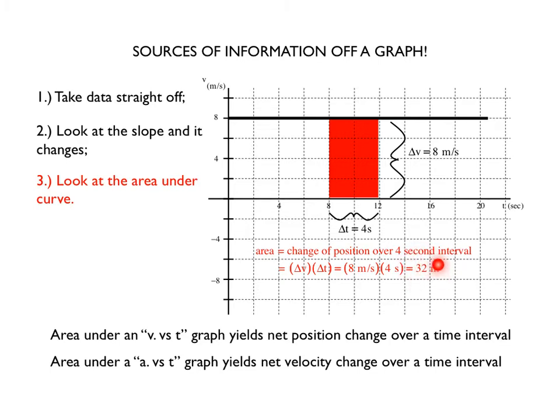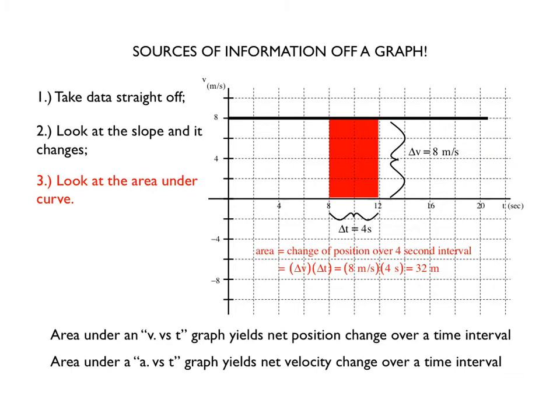So the conclusion that we can draw is that if you have a velocity versus time graph, the area under the curve is going to give you the net position change, the net displacement over that time interval. If it happened to have been an acceleration versus time graph, it would have given you the net velocity change over that time interval.